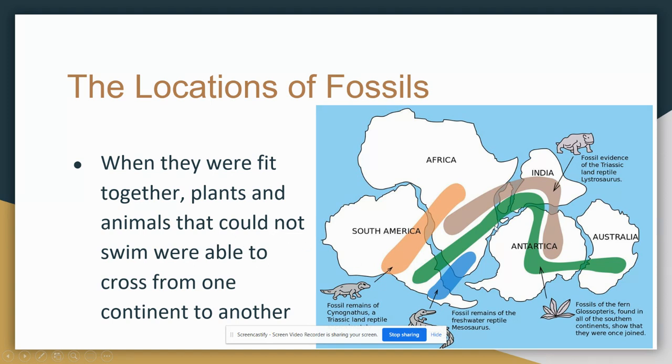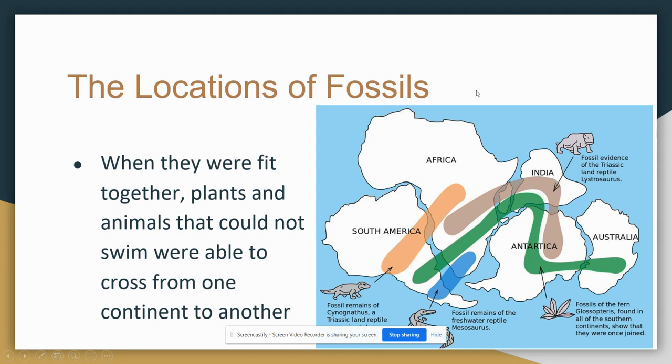So we should see evidence of fossils that share similarities along these boundaries. And we see a lot of examples. So here are just a few of them. I'm not going to butcher the names, but this one is found in South America and Africa. This one is found in Africa, India, and Antarctica. This fern is found in all five of these continents.